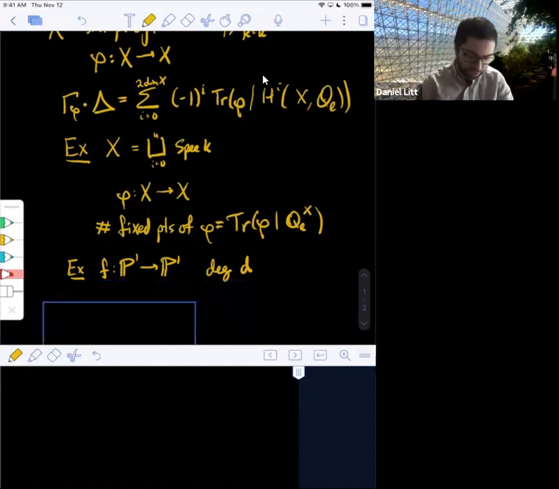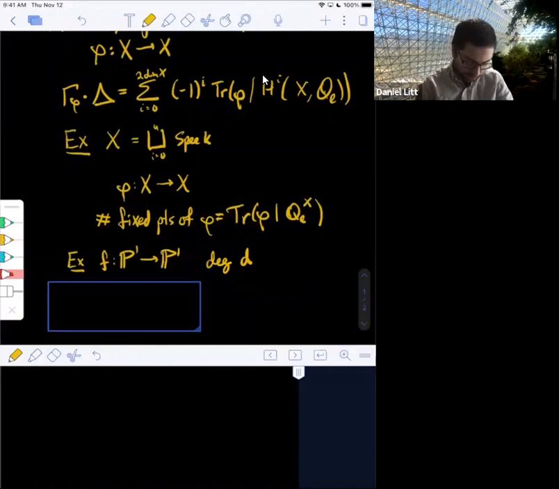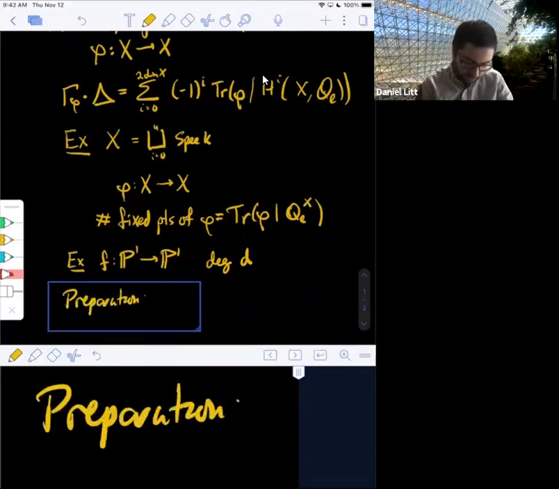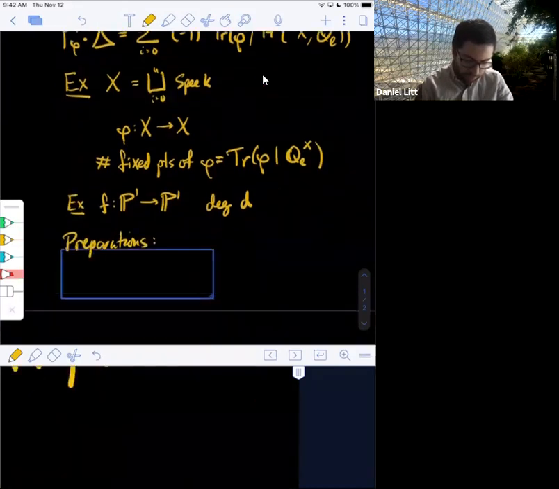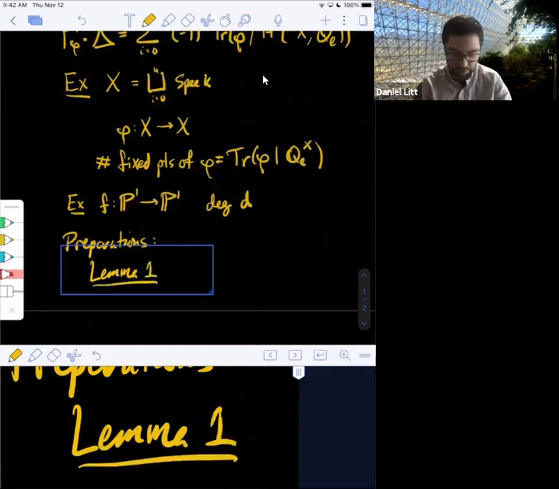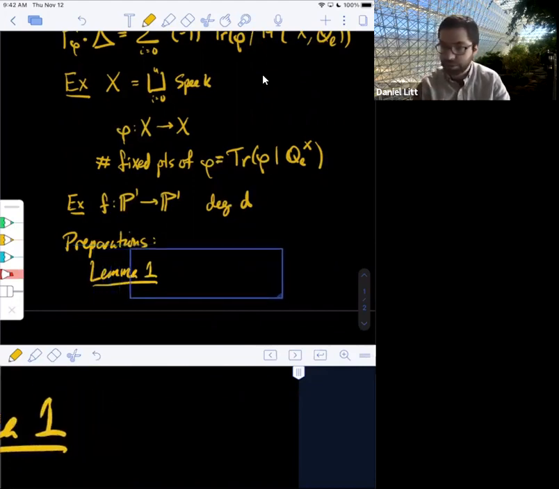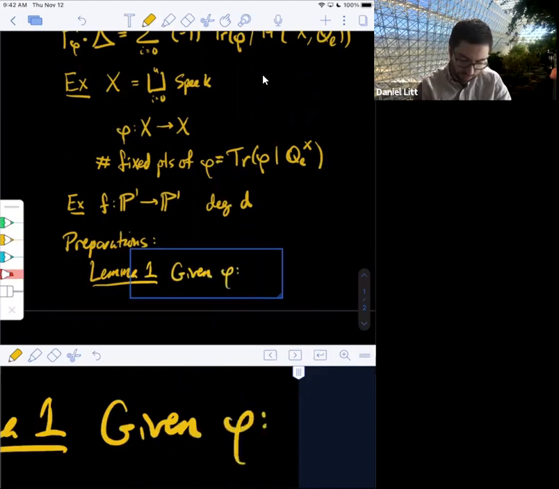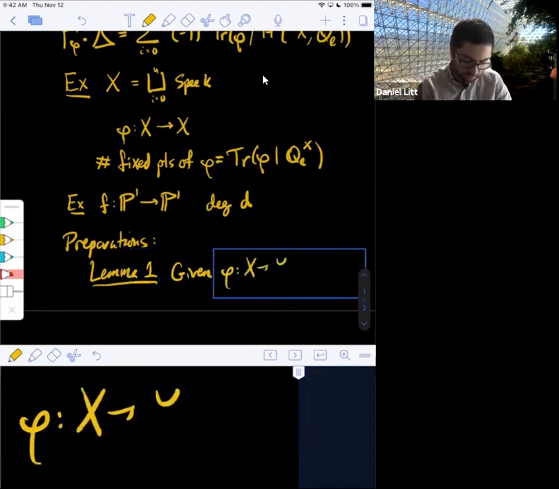Cool. So last time we began the preparations for the proof. So the preparations were the following two lemmas. Let me just state them. So lemma 1 was a sort of reinterpretation of pullback through phi. So it was given a morphism phi from X to Y, where here X and Y are both smooth and proper.